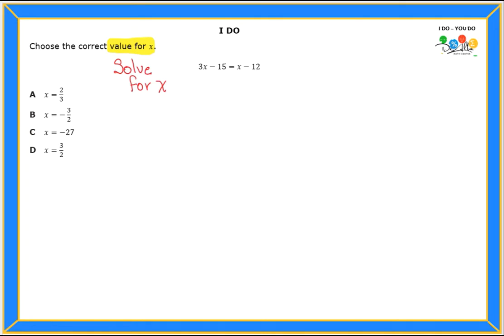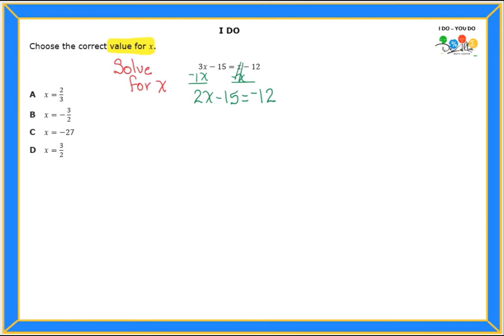So I am gonna start by subtracting the x on both sides, okay? And remember, whatever you do on one side, you do it to the other side. So my x's are gonna cancel on the right. On the left, I got 3x's minus an x, which means minus 1x. Remember, no coefficient? We can always write a 1. 3x minus 1x gives me 2x minus 15 equals negative 12. Okay, so now I see variables only on the left, which is good.